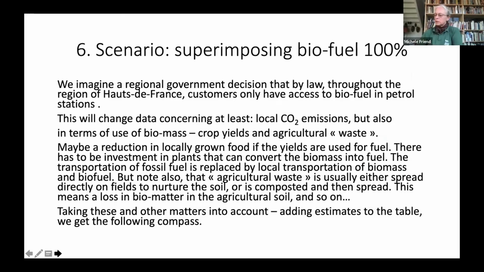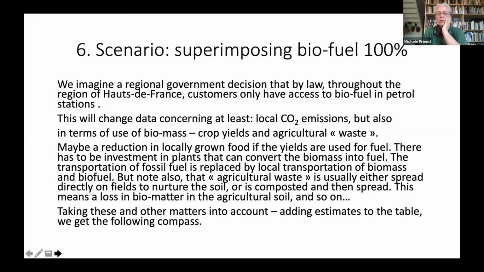So now we're going to move to the new scenario. We're going to imagine a regional government's decision that by law throughout the region of Hauts-de-France, customers only have access to biofuel at petrol stations. This will change the data concerning at least local CO2 emissions, but also in terms of use of biomass, crop yields, and agricultural waste.